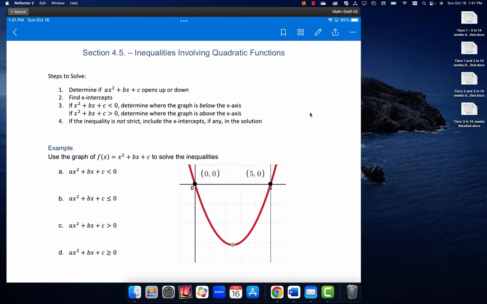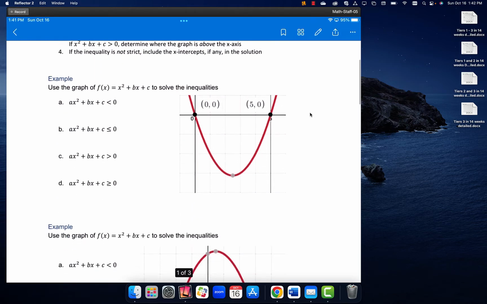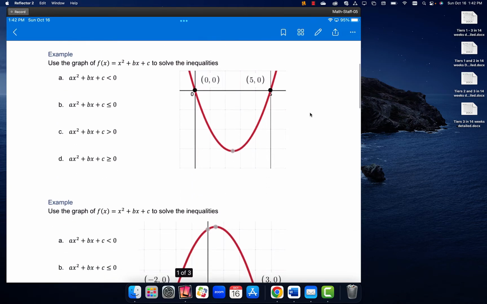To solve a quadratic inequality, we really just need to know two things. Number one, we need to know if the quadratic opens up or down, and then number two, we need to know the x-intercepts. From there, we can just look at the graph to determine our solution set. If you're given a graph, like we have in this first example, there's really no work to be done.